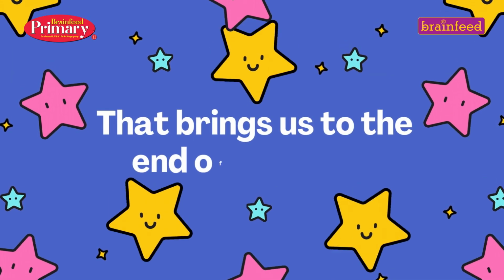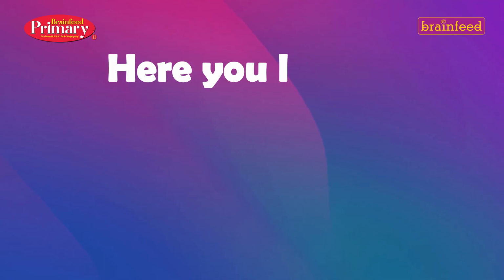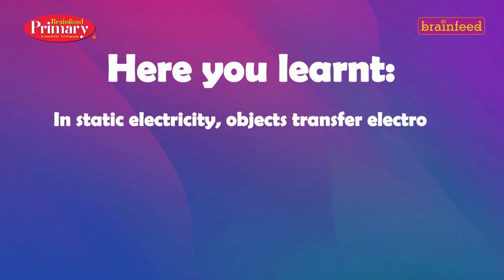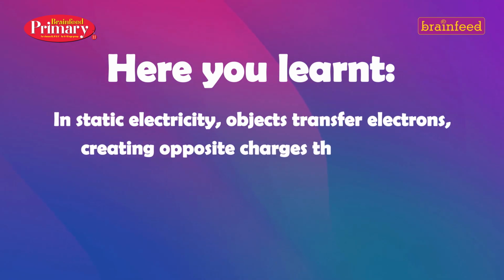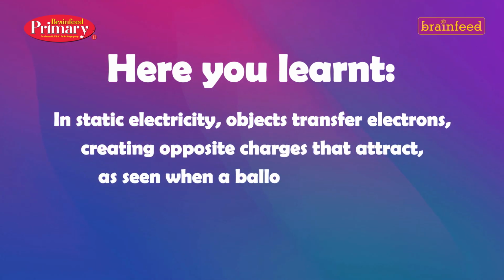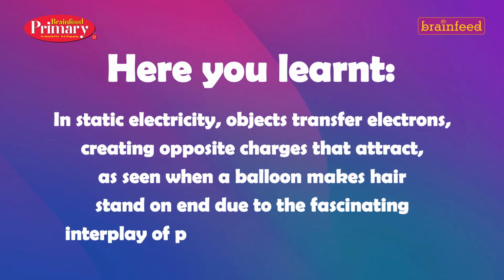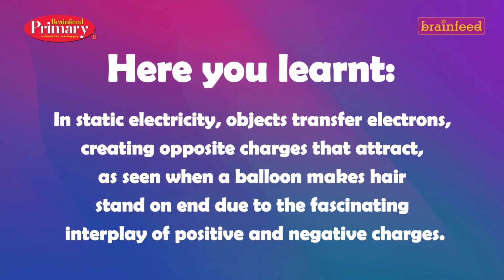That brings us to the end of the story. Here you learned: in static electricity, objects transfer electrons, creating opposite charges that attract, as seen when a balloon makes hair stand on end due to the fascinating interplay of positive and negative charges.